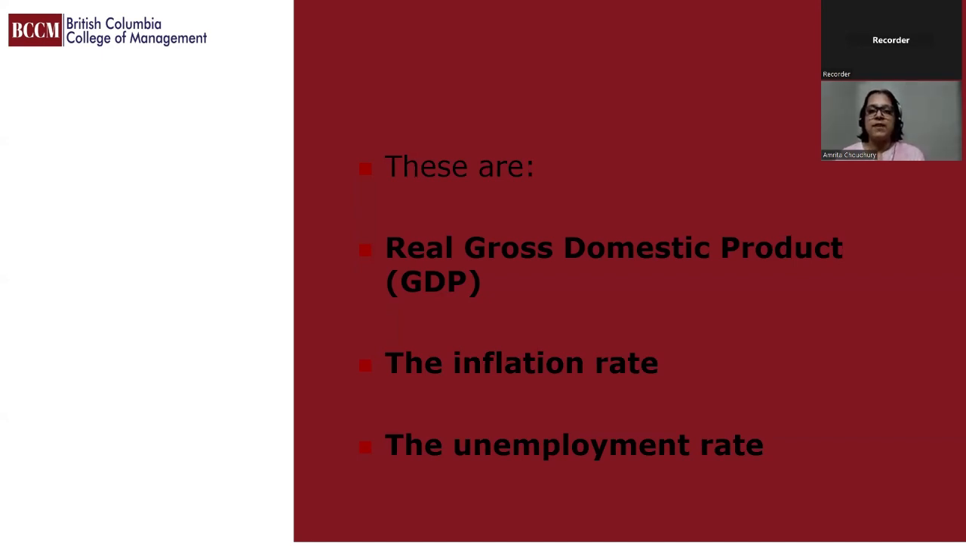Nominal GDP is when we measure the value of all goods and services produced in the country in a given year in terms of the prices prevailing in that year. While if we measure the GDP in terms of base year prices, that is, adjusted for prices, that becomes the real gross domestic product. Next, we have another important macroeconomic variable, that is the inflation rate. What is inflation? Inflation means a sustained increase in price level over a period of time.